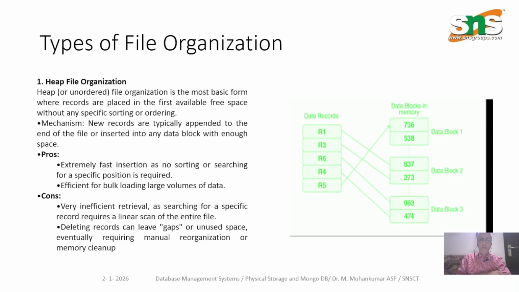We have different types of file organization. We will see them one by one. First one is heap file organization. It is the unordered file organization, the most basic form, where records are placed in the first available free space without any specific sorting or ordering. Mechanism: new records are typically appended to the end of the file or inserted into any data block with enough space. Wherever we get enough space, the record will stay there.